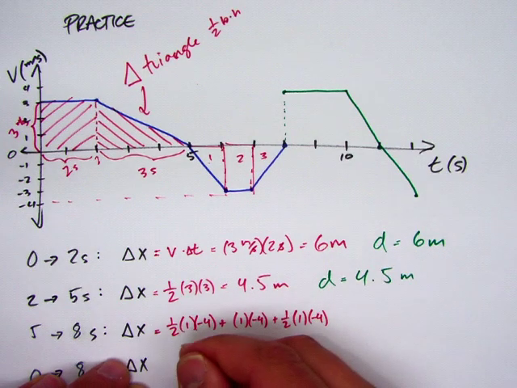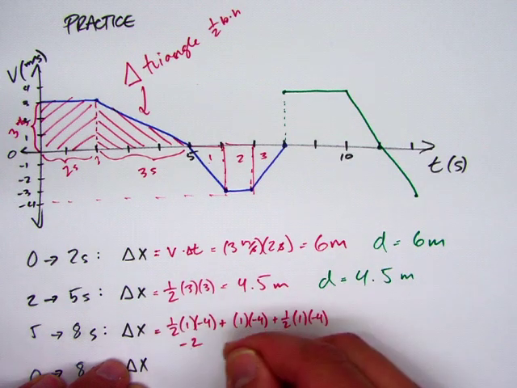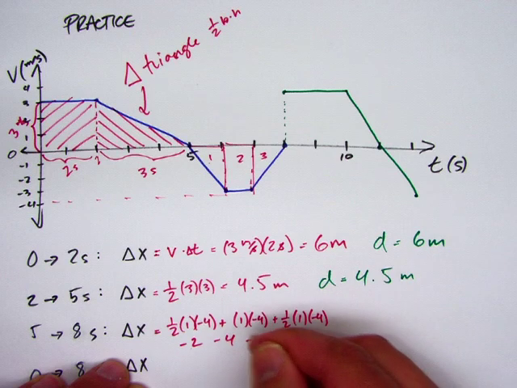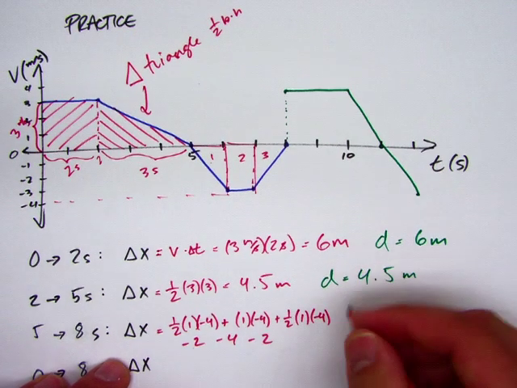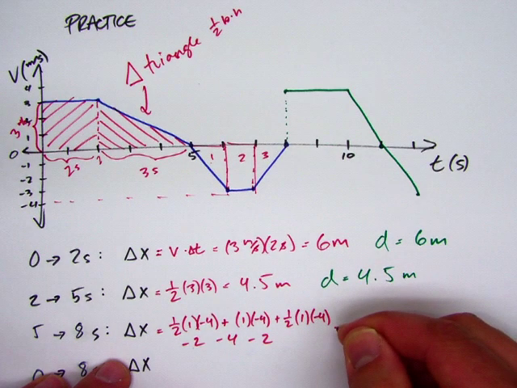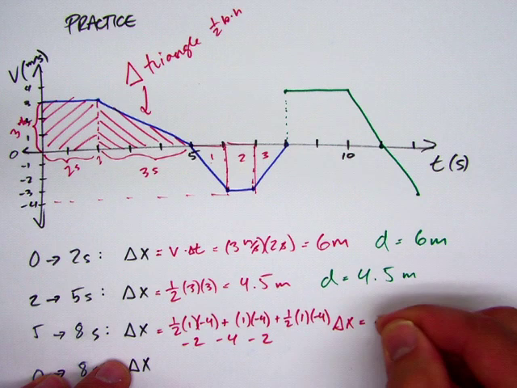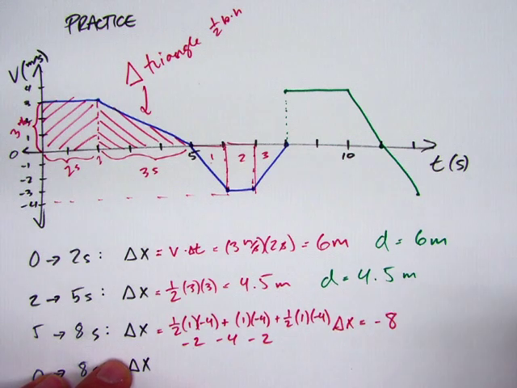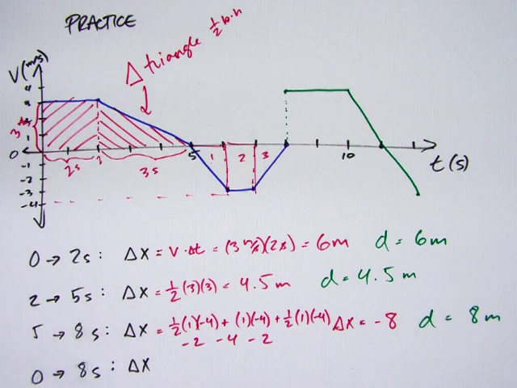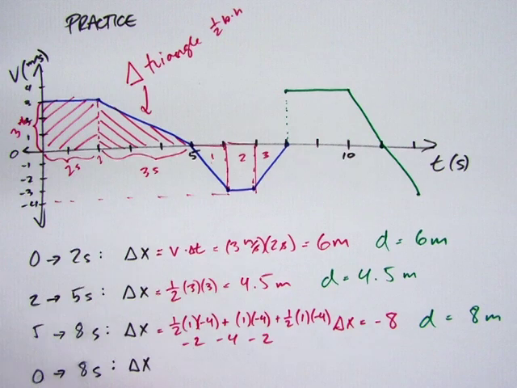So in this case I have -2, -4, -2. So my displacement, delta x, is -8 meters. But if I'm looking at distance in that region, it would be 8 meters, right? Because I'm only worried about the absolute value of displacement, not the actual displacement itself.